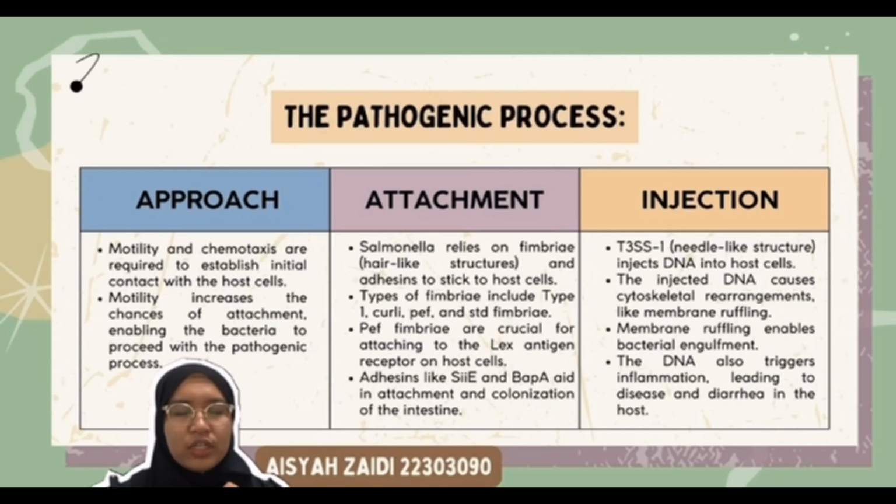First, to approach the intestinal epithelium of the animal, motility and chemotaxis are required to establish initial contact with the host cells. Motility is crucial to increase the chance of attachment, allowing the bacteria to continue the pathogenic process. Next, the attachment of the bacteria to the host cells relies on fimbriae and adhesins.